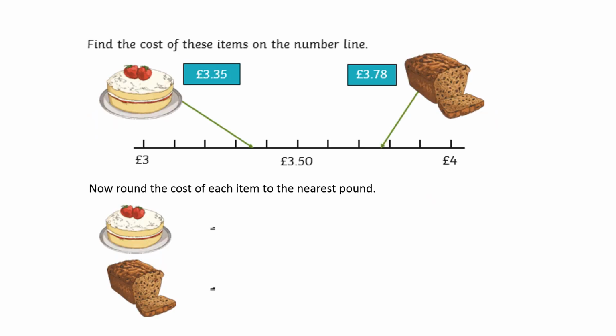Now over here we have a number line. Again, £3, £3.50, and £4. Now we've established that this is going up in 10 pence because the number line is in 10 equal parts. So we'd have £3 here, £3.10, £3.20, £3.30, £3.40, £3.50, £3.60, £3.70, £3.80, £3.90, and £4.